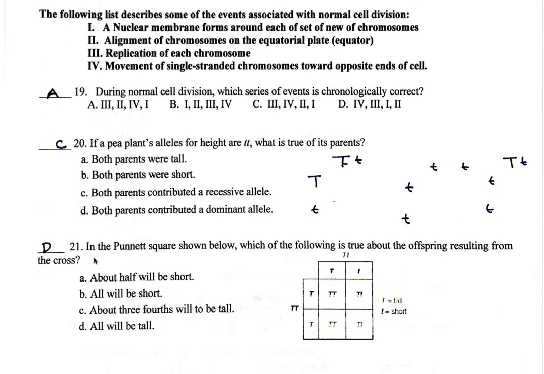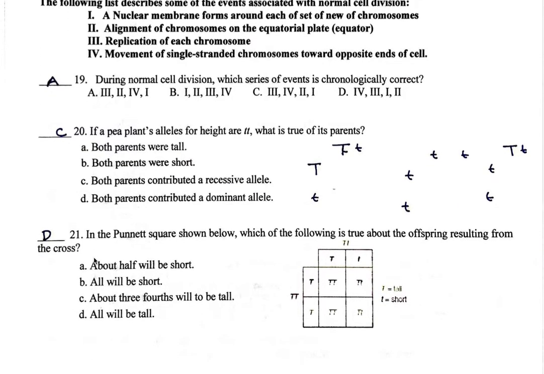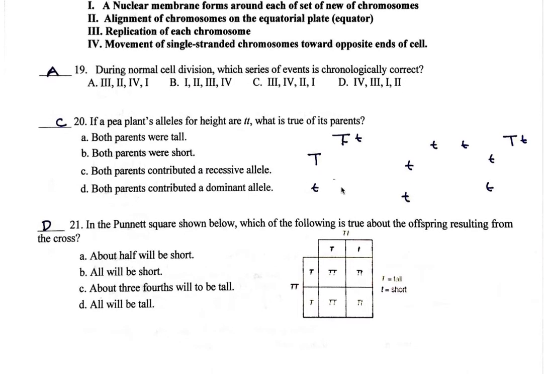20. If a pea plant's alleles for height are little t, what's true about its parents? So what I did was I drew this out for you. If the offspring is little t, there are 3 different options that the parents could be. One parent could be heterozygous, and the other one also heterozygous, and right here you have a 25% chance of being little t. Or both parents could be little t, and there would be a 100% chance. For here, one parent could be heterozygous, one could be recessive homozygous, and then there would be a 50% chance.